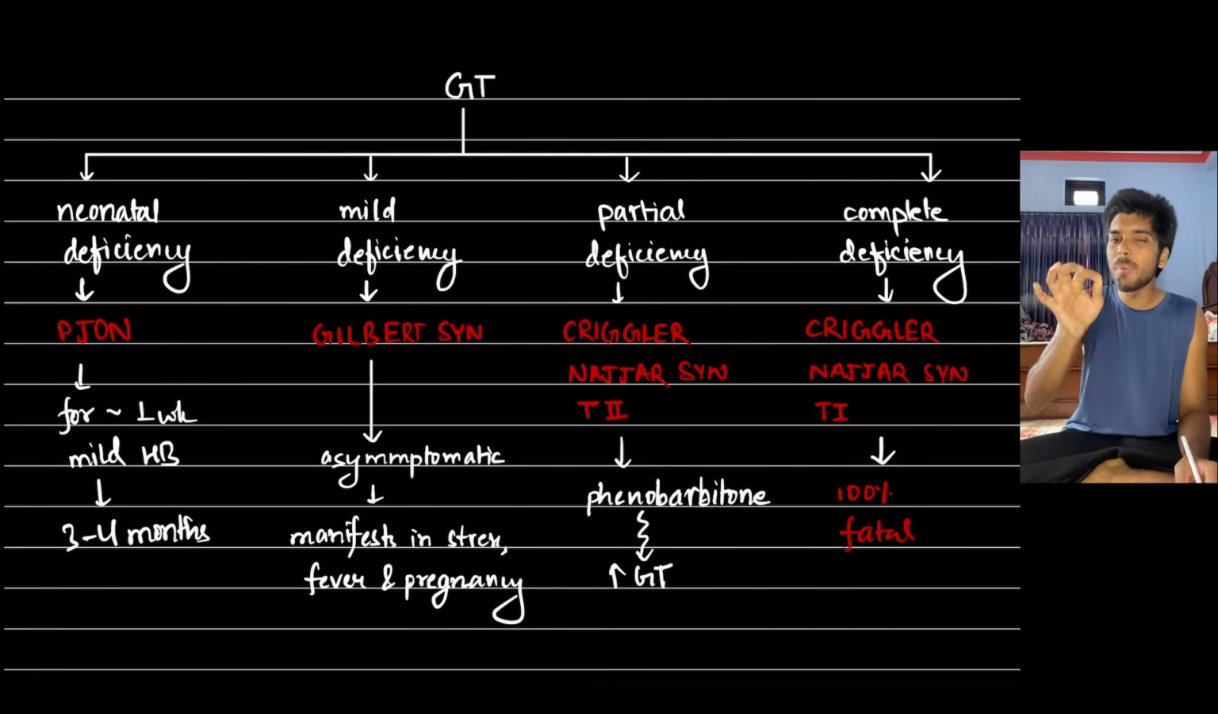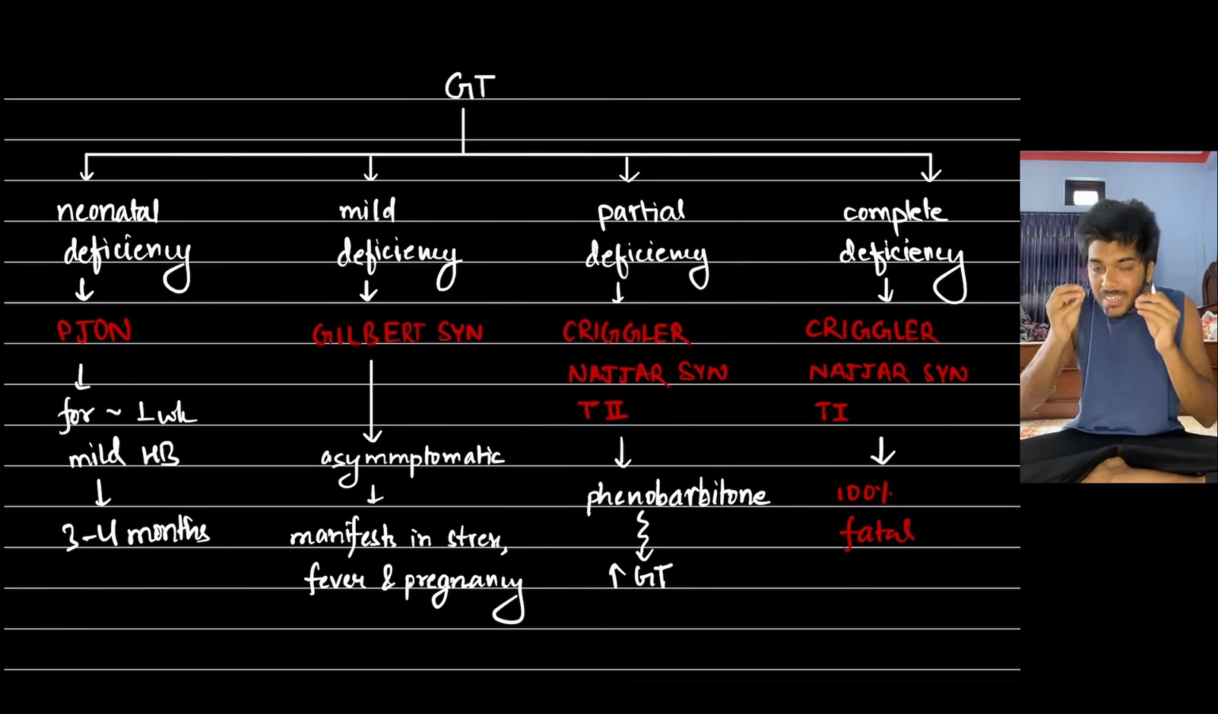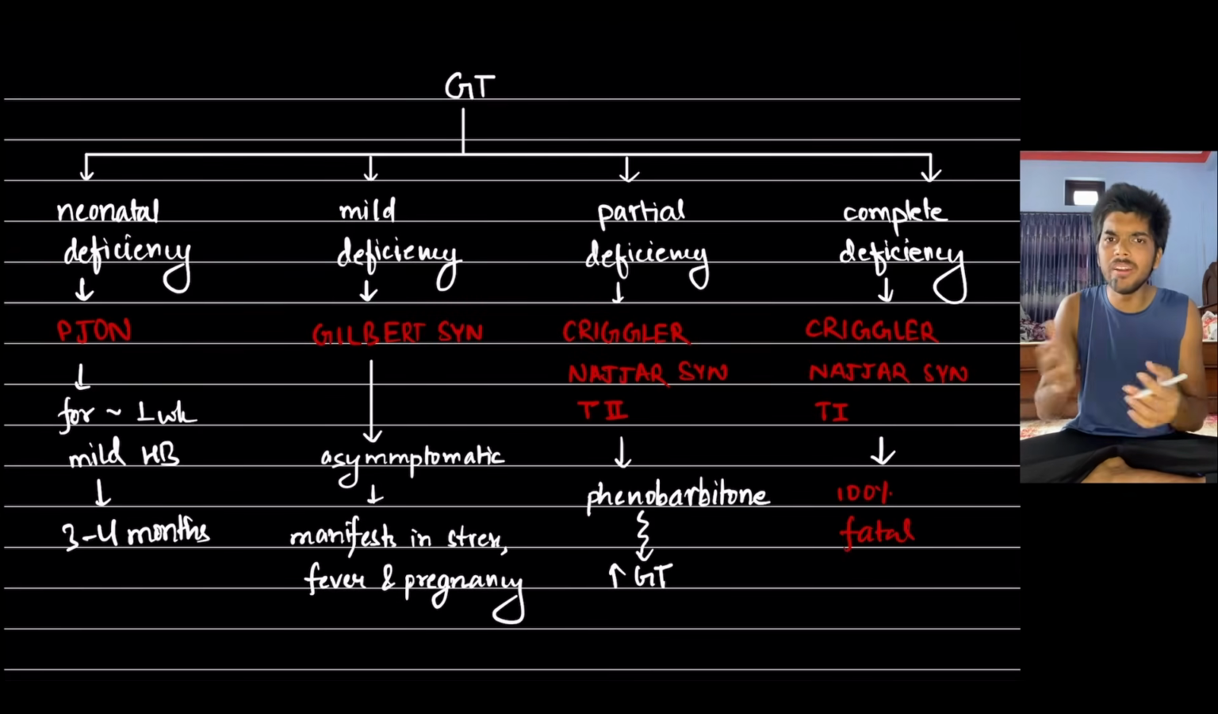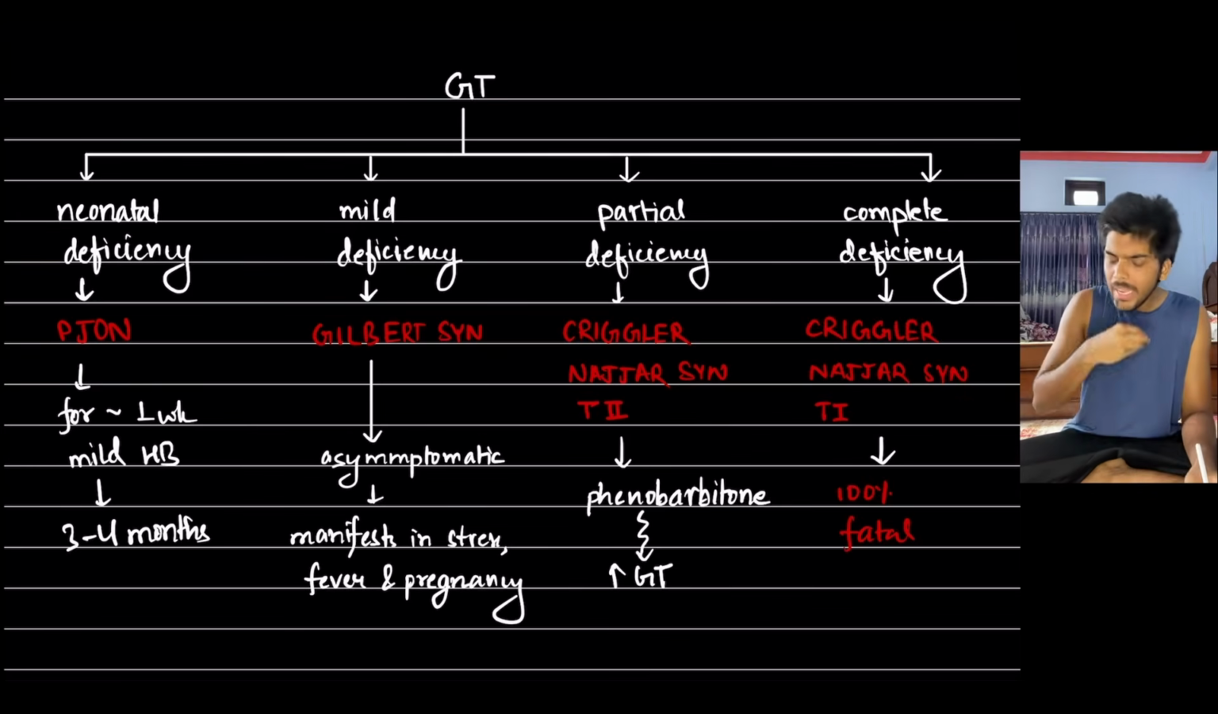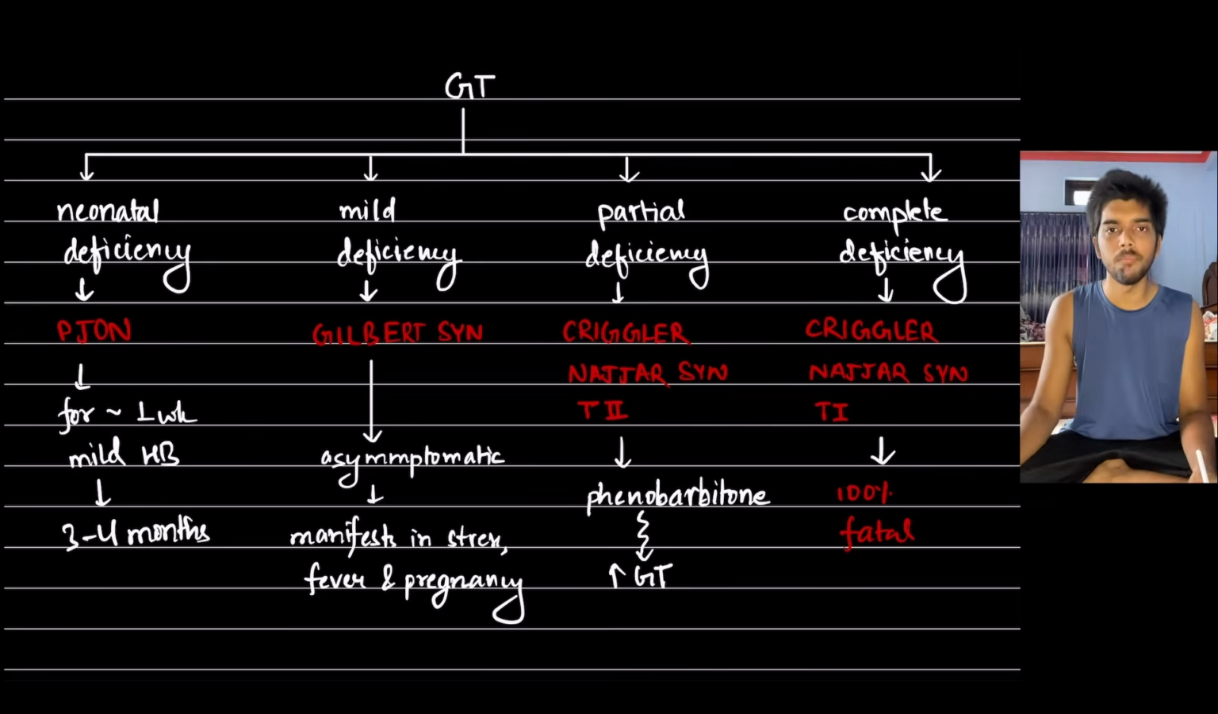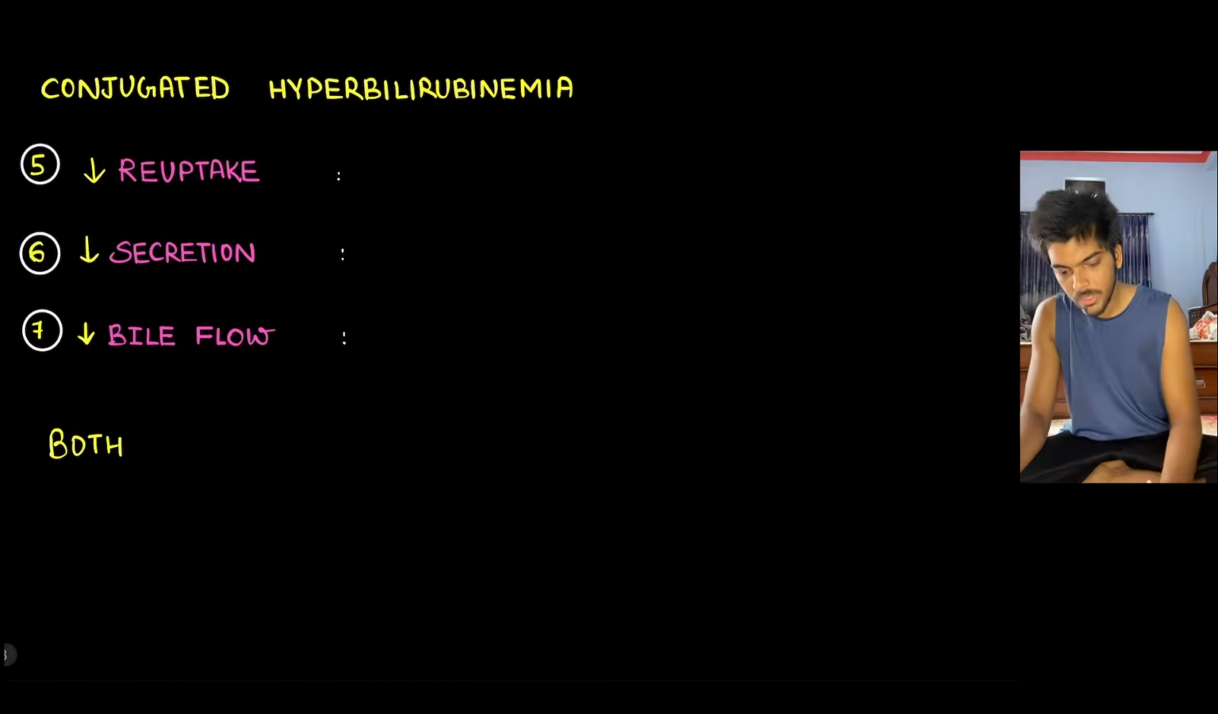In Kriegler-Najjar syndrome, there is partial deficiency in the baby of GT, so phenobarbital is given as drug therapy. As for permanent solution, that is liver transplant. In Kriegler-Najjar syndrome type 1, there is complete deficiency, so there is absolutely no GT, no conjugation taking place, so it is 100% fatal. Okay.